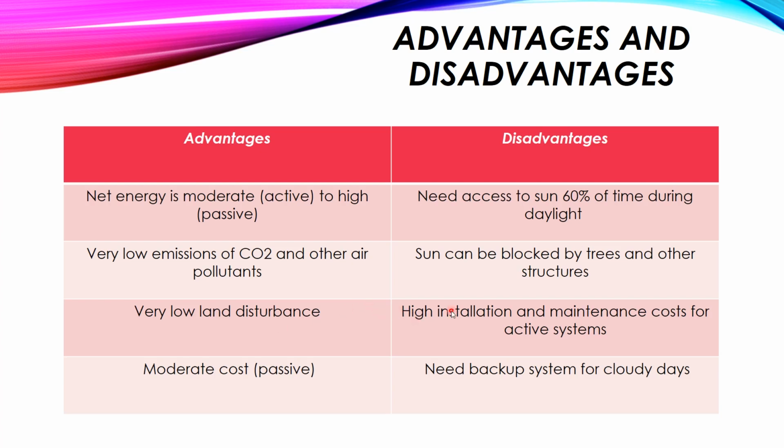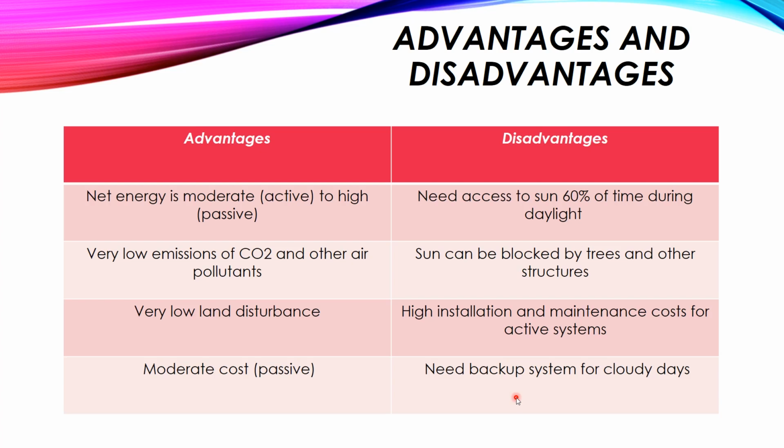There is high installation and maintenance cost for the active system, because we have solar collectors, we have pumps, we have solar panels in another case. So all of this will need maintenance and, of course, high installation at the beginning. The cost of the passive is moderate, but the problem is that we need a backup system for the cloudy days for both of the active and the passive. Of course, we can do a backup by using natural gas or any other type of fuel.